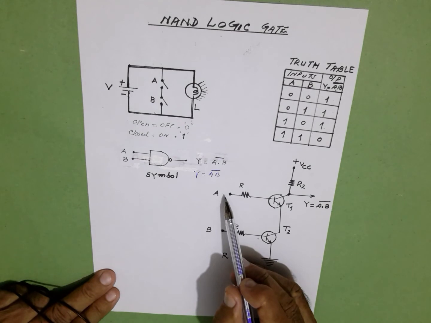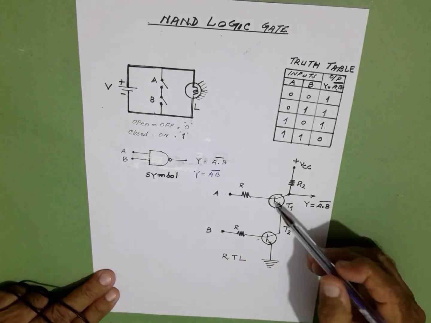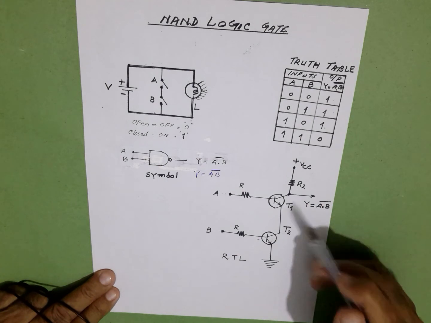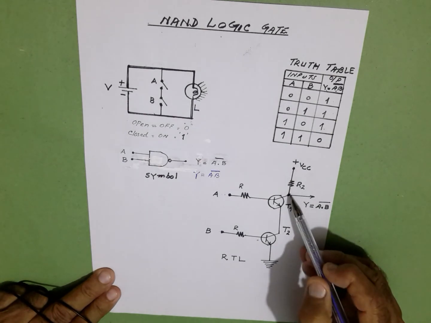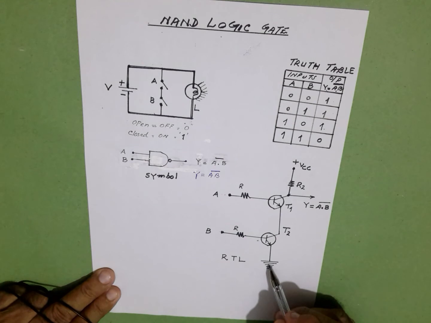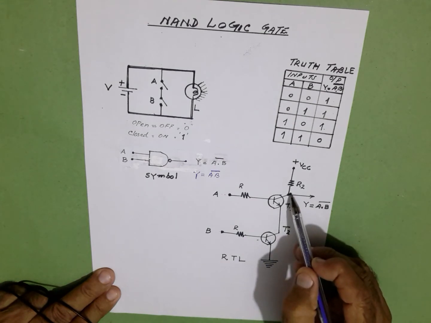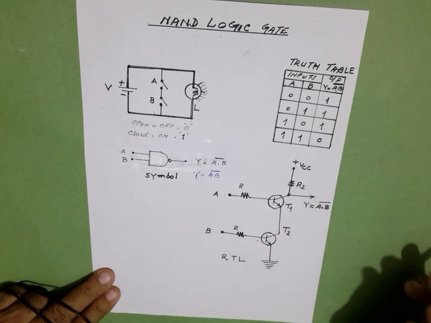When we apply both high logic 1 voltages at A and B, both the transistors are forward biased, and we know that when the transistors are conducting, it is just a switch, and the voltage VCC through these two transistors is shorted to ground, and we do not get any voltage here, that is, we get 0 voltage.